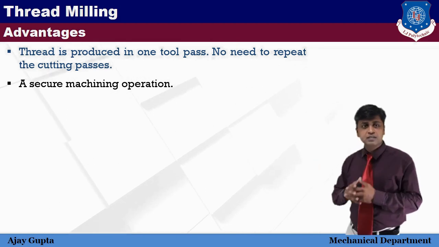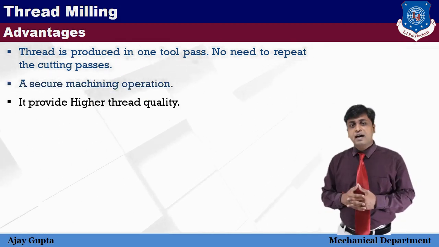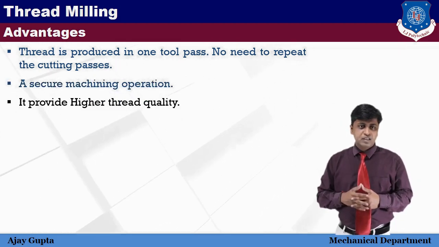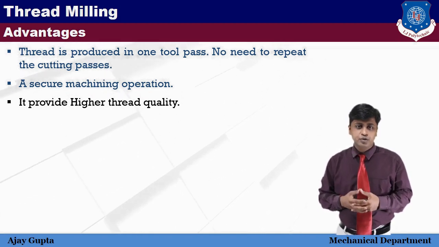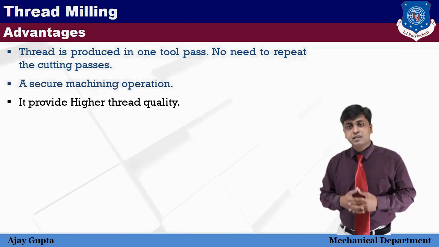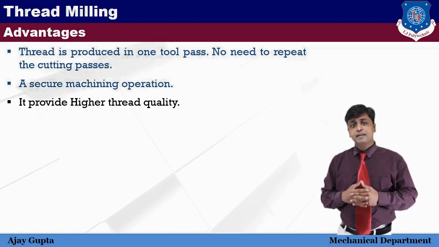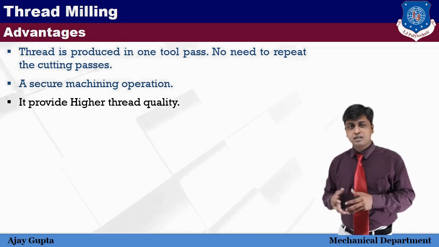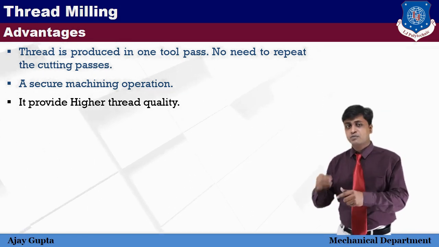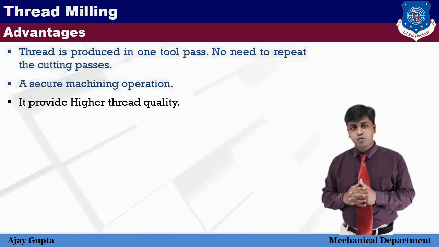Now the next one is that it provides higher thread quality. The cutting conditions are extremely good when you mill threads. The result is higher quality of surface finish, tolerance, angles, etc., compared with other threading methods. That's why it provides higher thread quality.